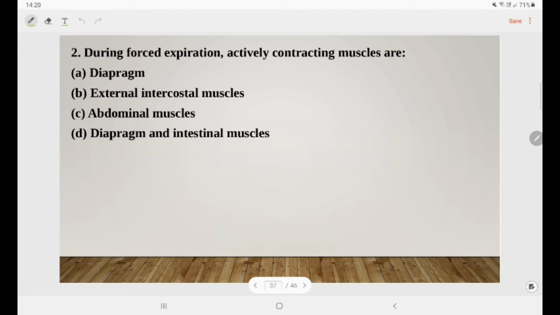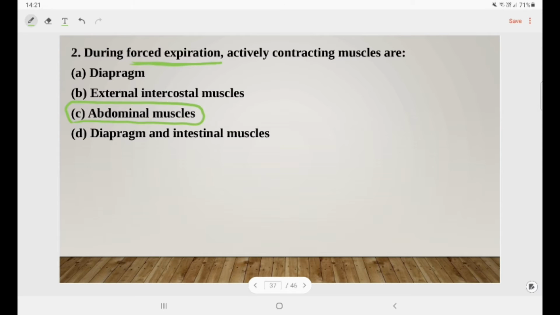Next question is, during forced expiration, actively contracting muscles are. So as you know, the diaphragm is a sheet which helps in the movement of the rib cage, the expansion and contraction of the rib cage. External intercostal muscles are attached to the diaphragm and the rib cage, which helps in the movement of the rib cage while breathing is taking place. But it is asked about forced expiration, meaning exhalation. In that case, abdominal muscles are forcefully contracted so as to expel the excess amount of air which has built up in the lungs.